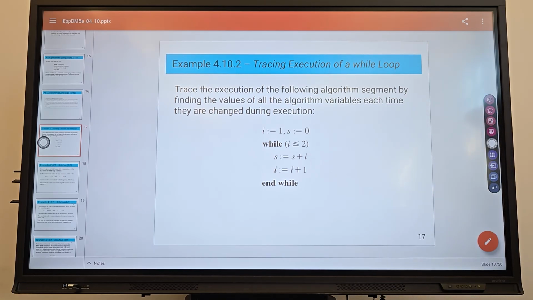Trace the execution of the following algorithm. I equals 1, s equals 0. While I is less than or equal to 2, s equals s plus I, and I equals I plus 1. So after the first iteration, s would be equal to 1, and I would be equal to 2. The second iteration, I would be equal to 2, so s would then be equal to 3, and I would equal 3.